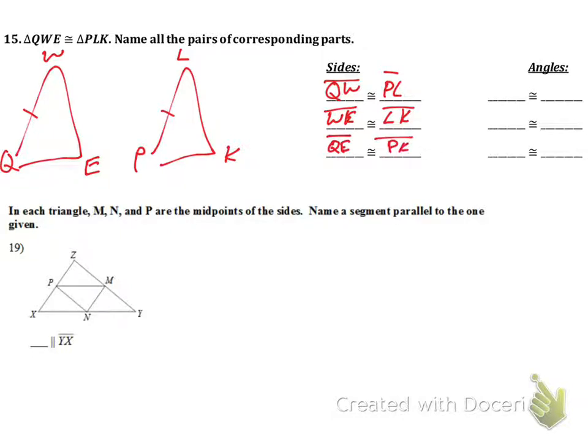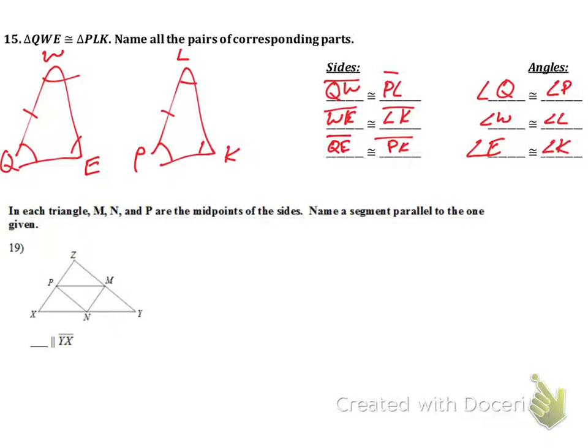Then our angles, it's whatever's corresponding. So angle Q is equal to angle P. W and L are both on the top, so angle W is congruent to angle L. And K and E. So angle E is congruent to angle K.